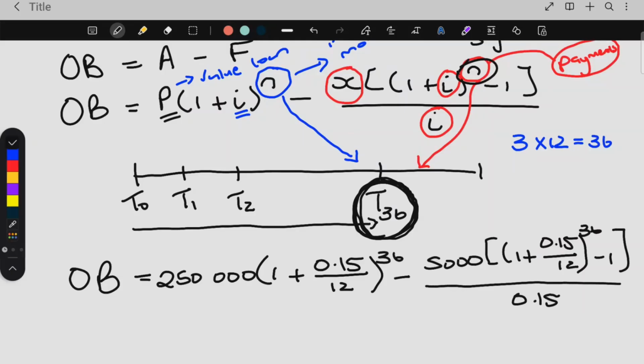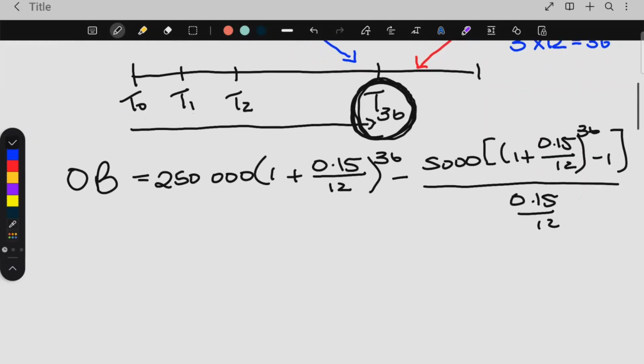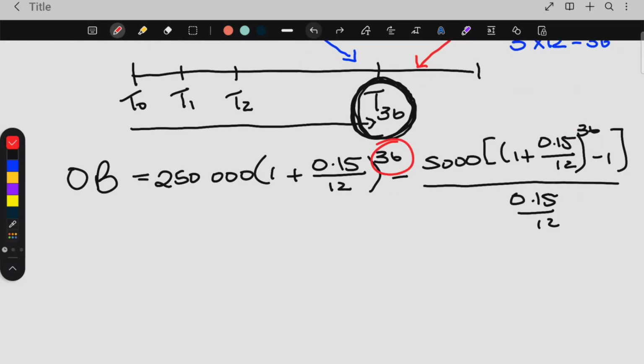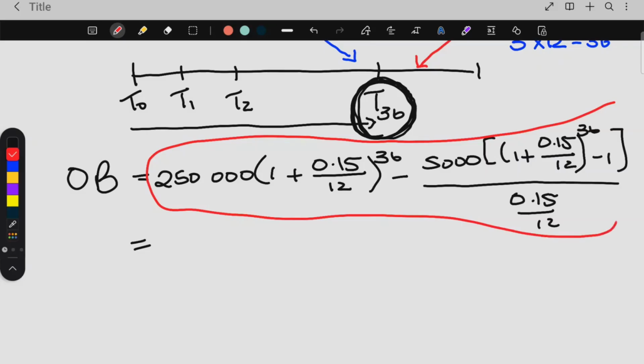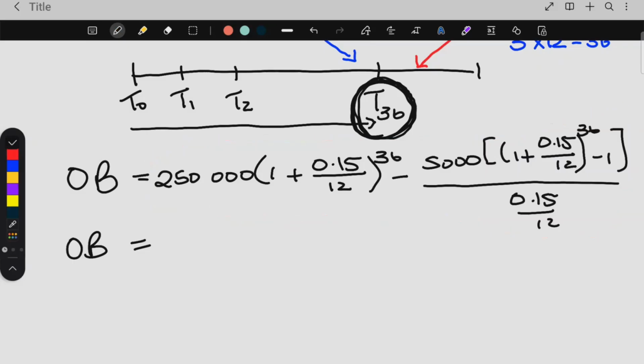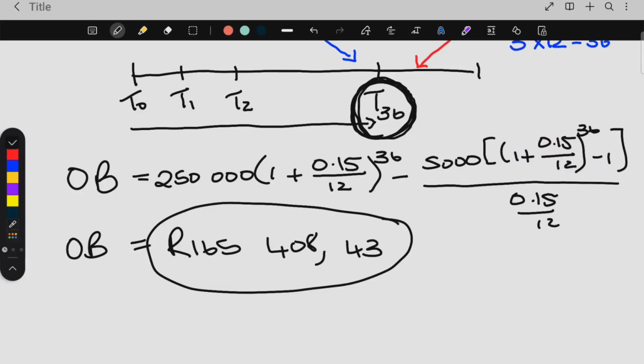over the same interest. Because there was no deviation, can you see that this N and that N are the same? You put all of this in your calculator, and you will get your outstanding balance after year 3 to be 165,408.43. This is how much money Sibusiso still owes the bank after 3 years.